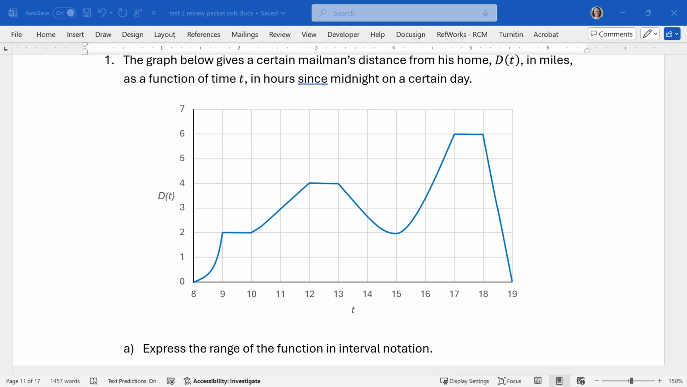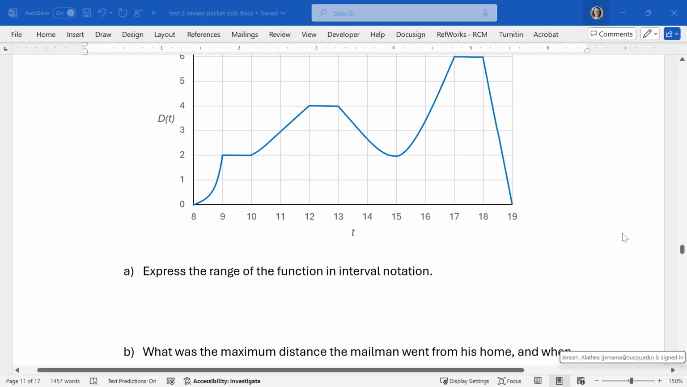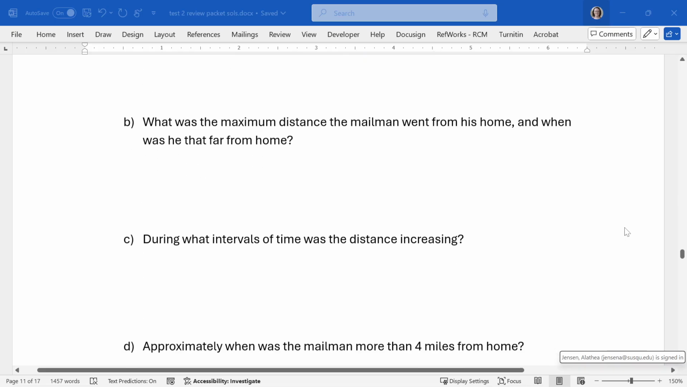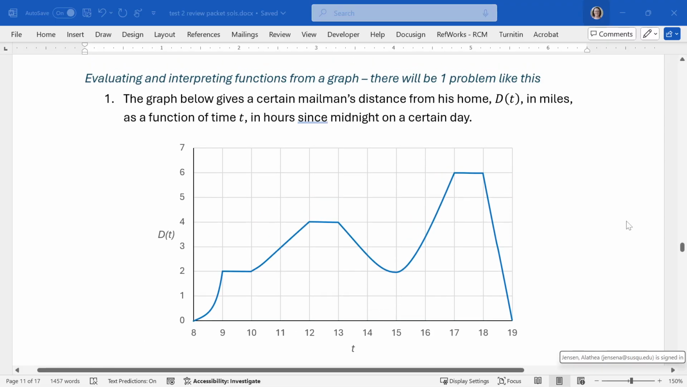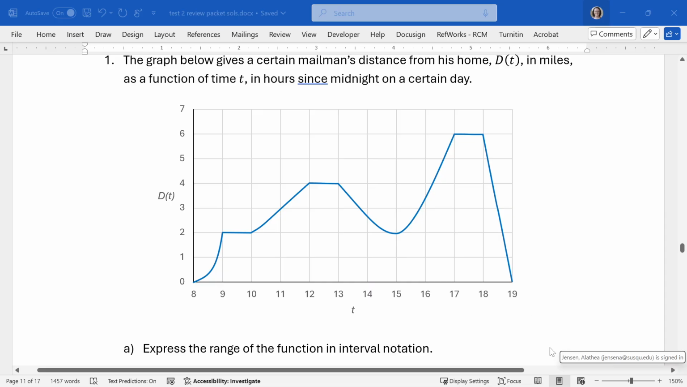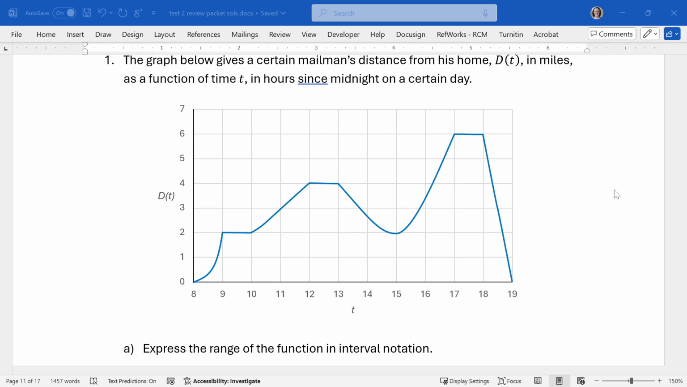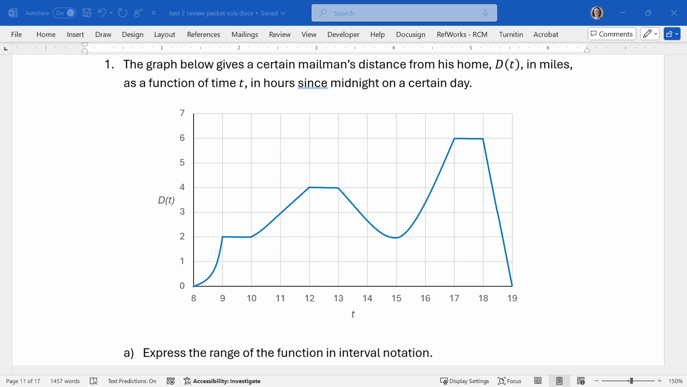Okay, let's look at some problems where we have a function that's given by a graph, and we're going to answer some questions about these, like the range, maximums and minimums, increasing, decreasing, and maybe some interpretive questions. Okay, so in this question, we have a certain mailman's distance from his home, d of t, in miles, as a function of time t, in hours since midnight on a certain day.